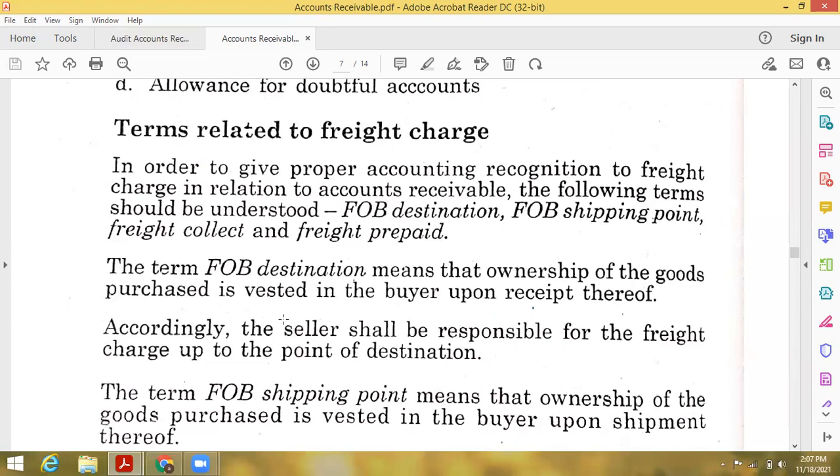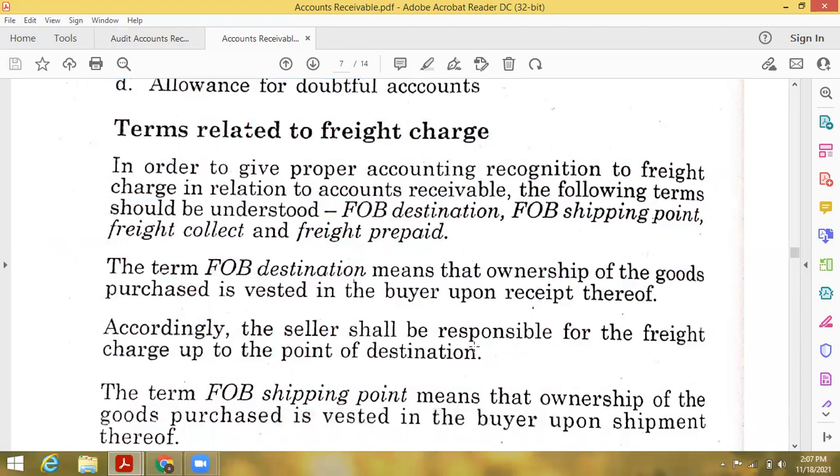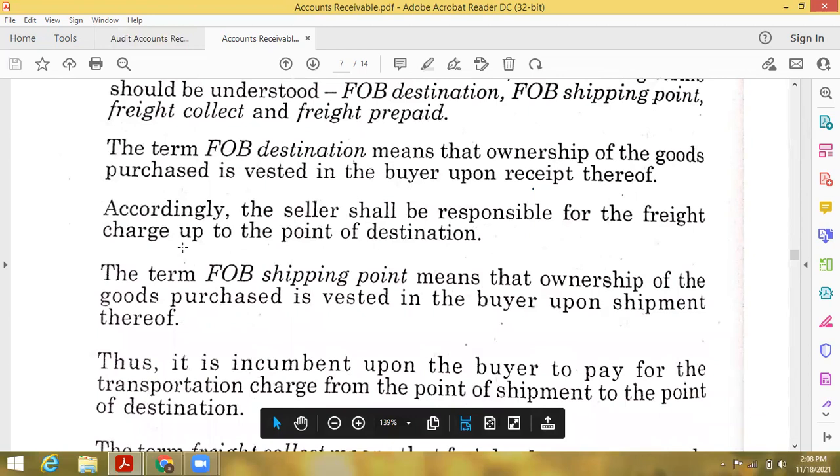Sabi dito, pag ano, the seller shall be responsible for freight charges up to the point of destination. So, yung delivery cost na sinasabi niya dyan, yung cost ng pag-deliver ng product from seller to buyer, ang magso-shoulder ay si seller. Ang term natin ay FOB destination. Pag sa shipping point naman, si seller will be responsible only up to the point of shipment. So, pag na-ship ko na yung product, wala na, sa'yo na yun. So, dito sa shipping point, ang mag-shoulder ng delivery cost ay si buyer.